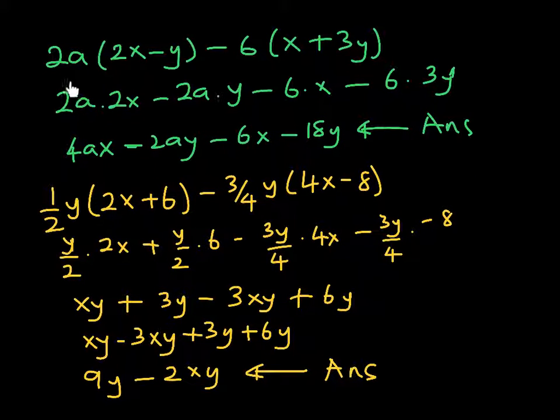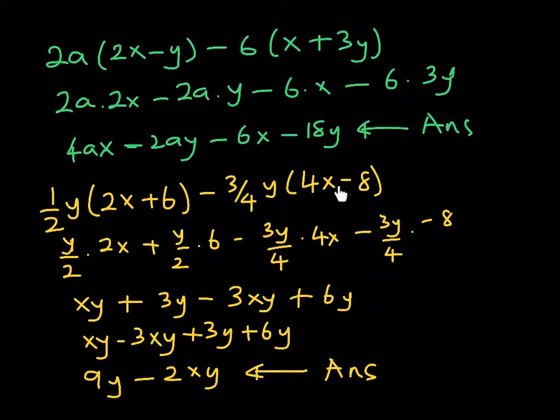For the second question, it says 2a into 2x minus y minus 6 into x plus 3y. Okay, so the first step is you want to multiply through, just like we usually do. So 2a times 2x minus 2a times y minus 6 times x, then minus 6 times 3y. So that leaves us with 4ax minus 2ay minus 6x minus 18y. So that's the answer.